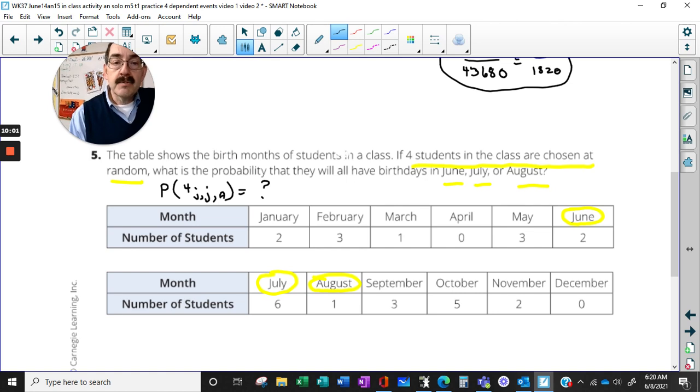Okay, the table shows the birth month. If 4 students in the class are chosen at random, okay, so just like the deck of cards, what's the probability that the first one is in June, July, and August? What's the probability the second one is June, July, and August? The third one is June, July, and August. The fourth one is June, July, and August. Okay, pause the video, have a discussion. See you in a minute.